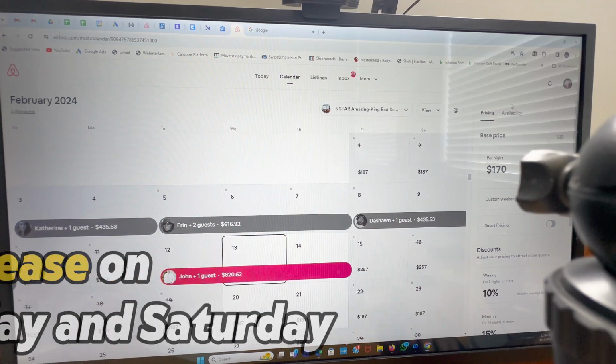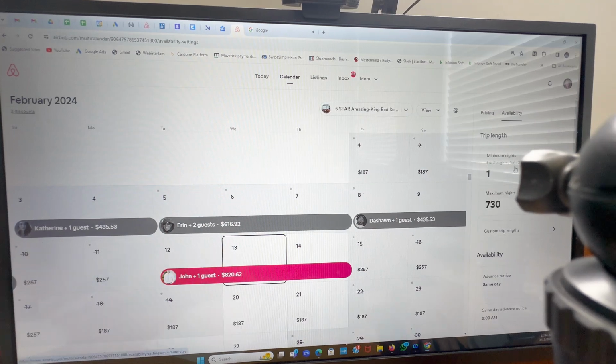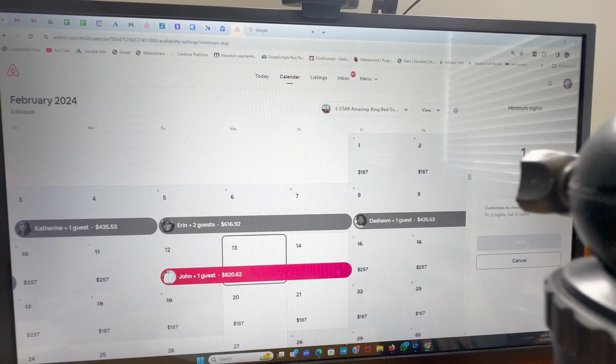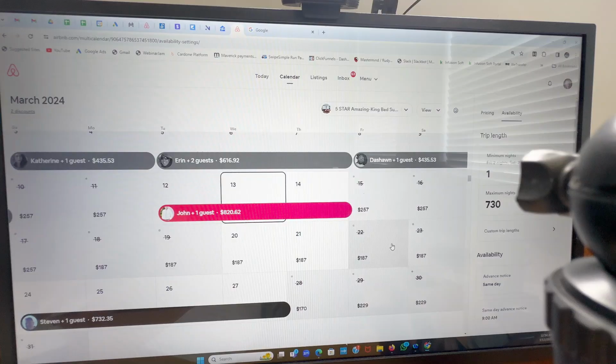Now remember, I talked about availability. You want to make sure you've got it here. Friday and Saturday should be your 2 nights minimum. Everything else should be a 1. So Sunday, Monday, Tuesday, Wednesday, Thursday, 1 day minimum they can book. And Friday and Saturday, that should be your 2 days minimum. Don't let people come in and steal one of your weekends away from you, okay? Because weekends go first, always.